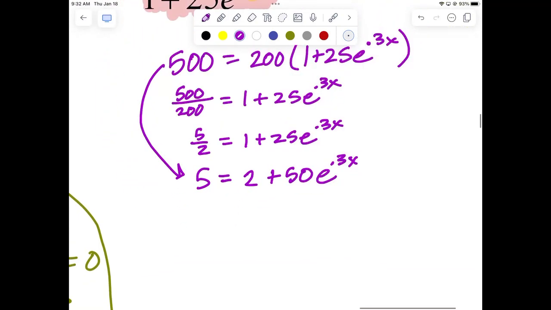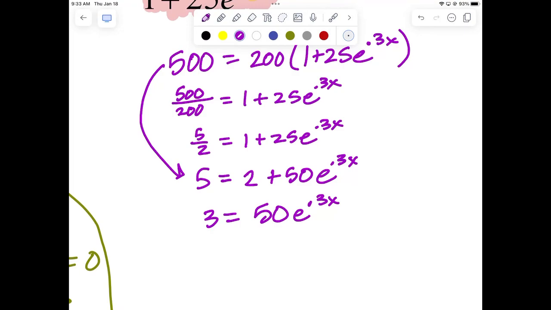All right, now here's our goal. We want to get at the x. We got to start peeling back the layers. What's the first thing standing in our way on the right-hand side? The 2. I got to isolate the variable term first, so I subtract 2 from both sides. 5 minus 2 is 3. So I get 3 equals 50 e to the 0.3x.